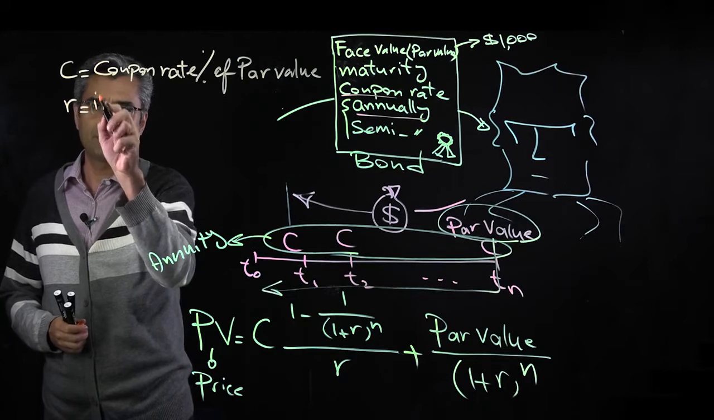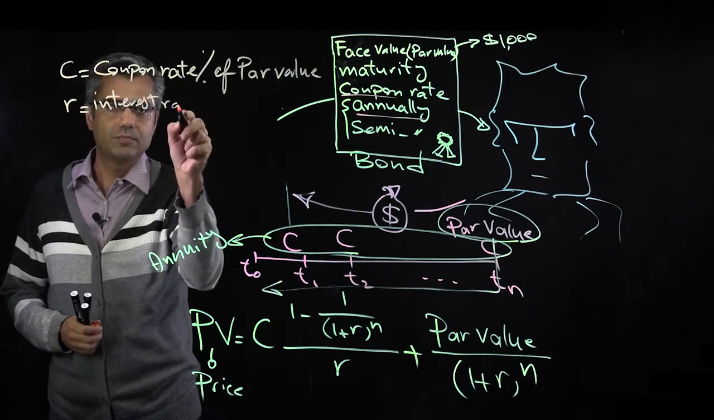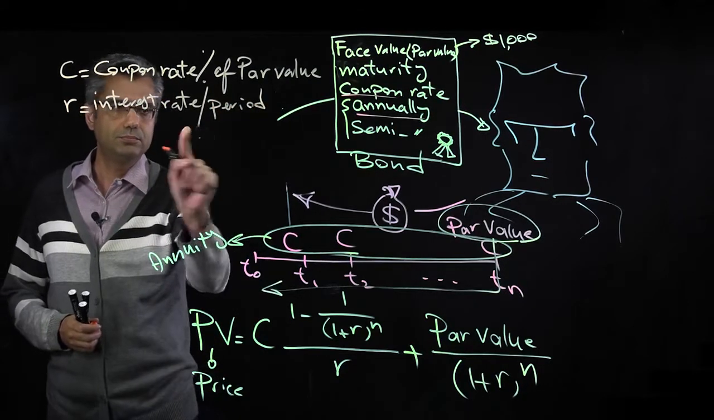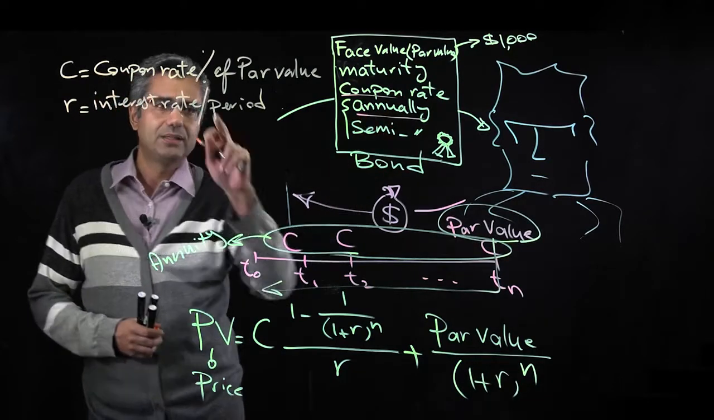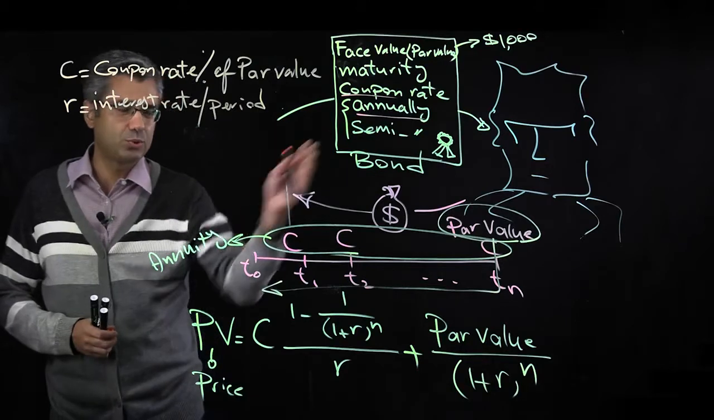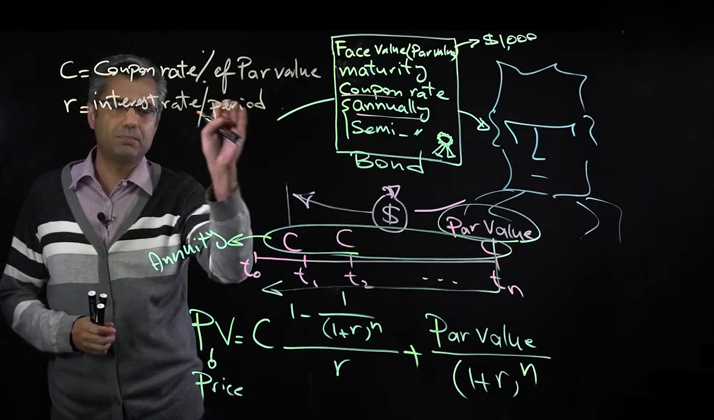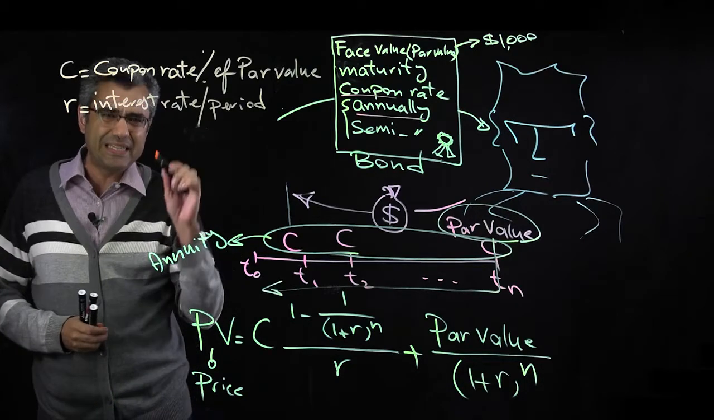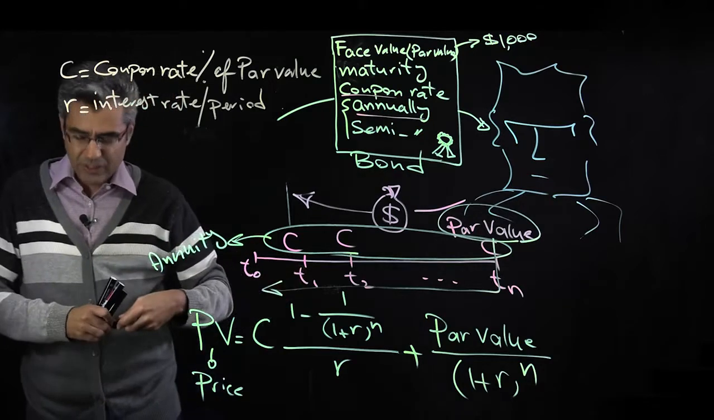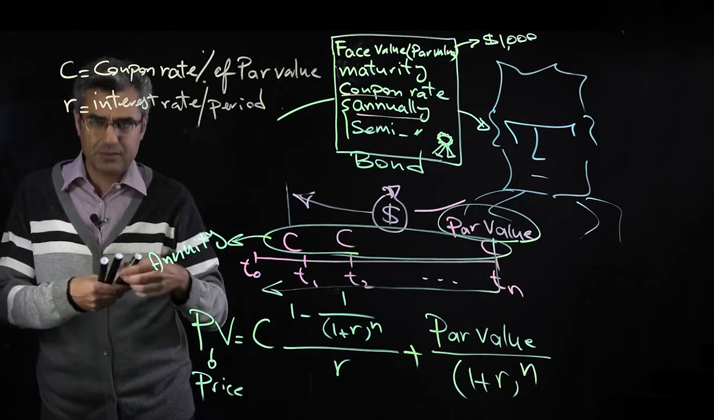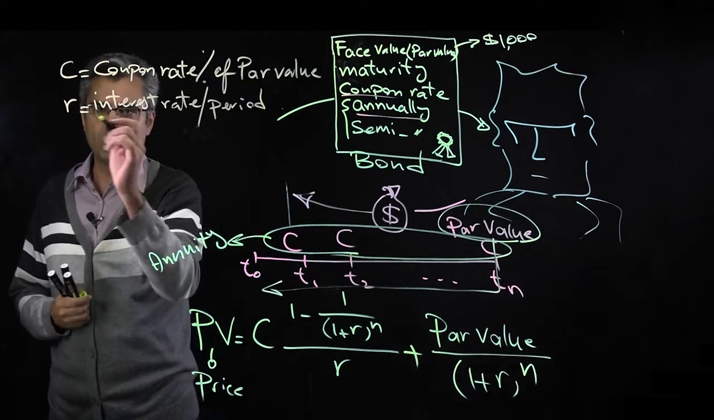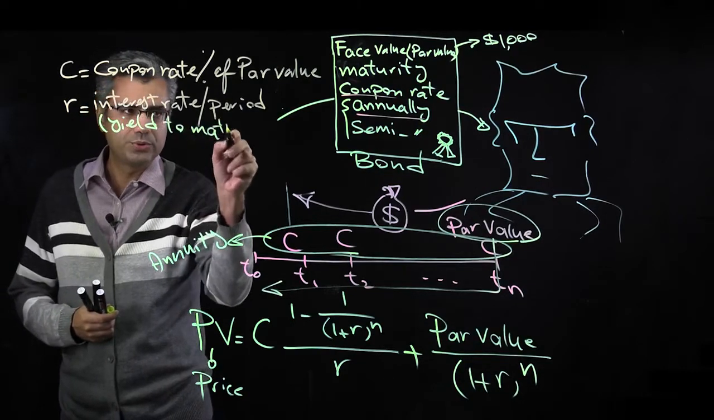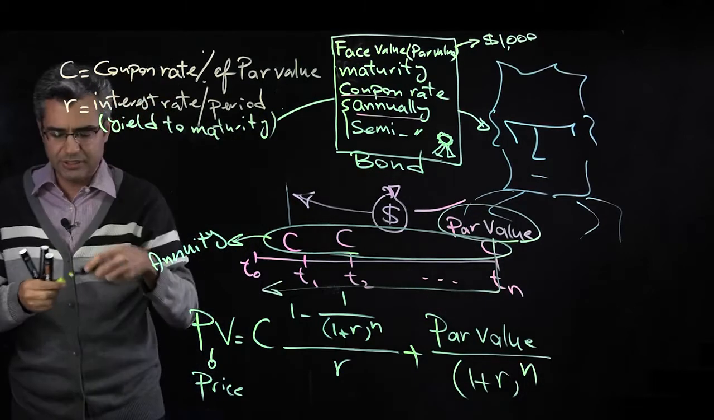R is the interest rate per period, not per year. So if the bond pays per year, this is per year. If the bond pays every 6 months, or semi-annually, this means the interest rate per 6 months goes here. Interest rate has another name in bonds as well. We call it yield to maturity. It's another term referring to the interest rate.